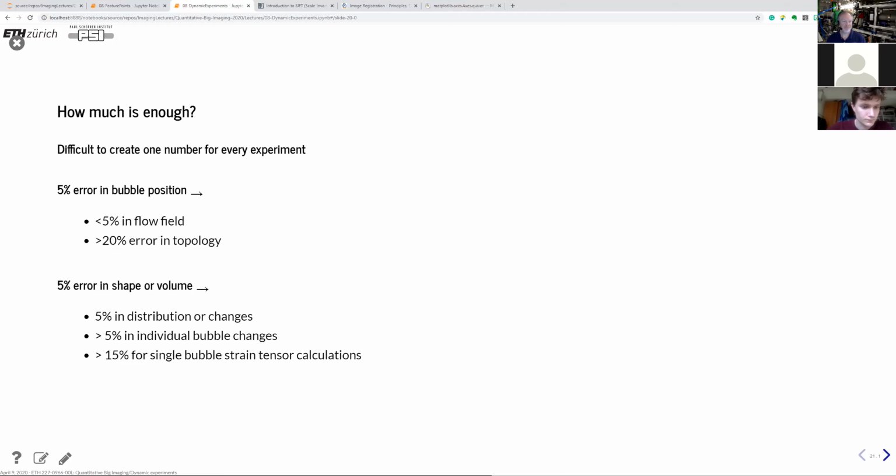So here are some examples. A 5% error in the bubble position gives more than 20% error in the topology of how the process behaves, and that's a pretty extreme thing. Also, a 5% error in the shape or volume estimate can also be very damaging to strain tensor calculations later. So it's important to see how the errors are propagating throughout the system before you decide what kind of resolution or precision you need from the experiment data.